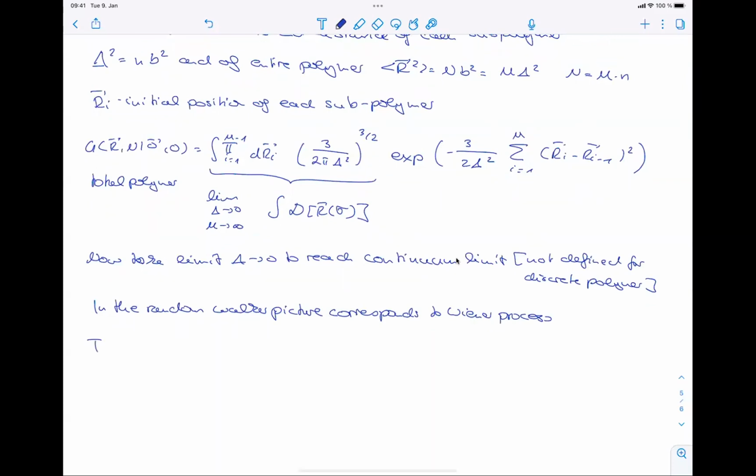Okay, and now I take the continuum limit such that I send m to infinity and delta to 0, such that m times delta squared, so the end-to-end distance squared, which corresponds to the previous N b squared, is finite.